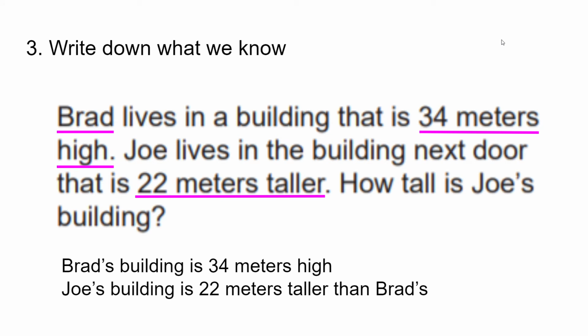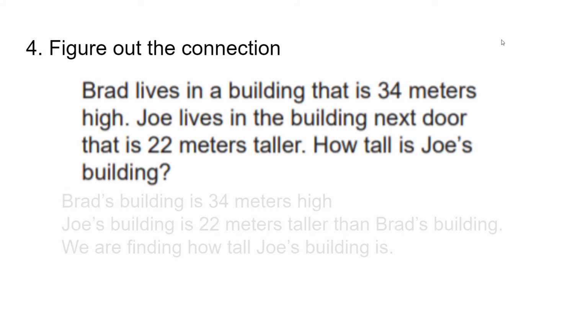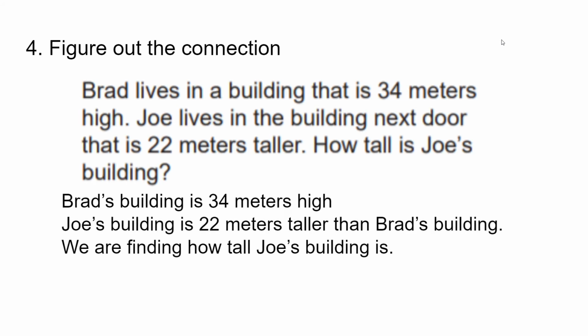So we know that Brad's building is 34 meters high, and Joe's building is 22 meters taller than Brad's. So now we're going to figure out the connection between what we're finding and what we have. We have Brad's building is 34 meters high and Joe's building is 22 meters taller than Brad's building. And we're finding how tall Joe's building is. So we need to find something similar. Is there anything on the screen that talks about what Joe's building is?